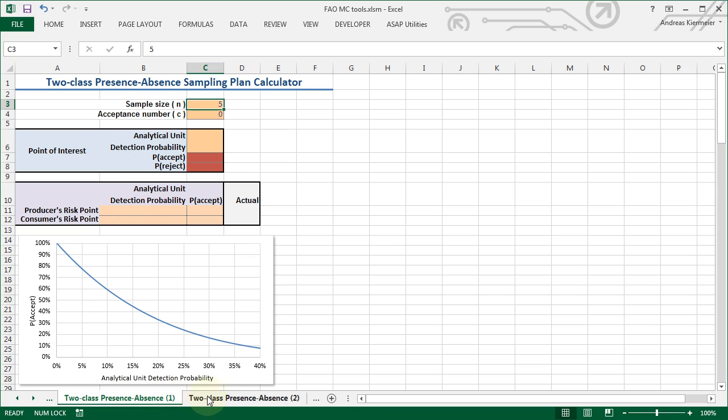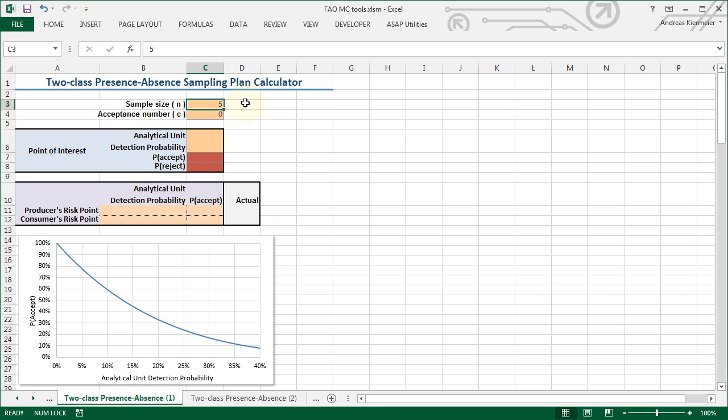The calculator in the two-class presence-absence number 2 tab is very much equivalent to the one we're having a look at now, except that you can also specify the analytical unit amount as part of the calculation. There are several areas in this calculator, and cells which allow user input are as usual shaded in orange.